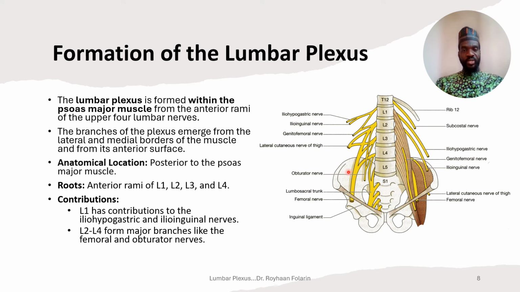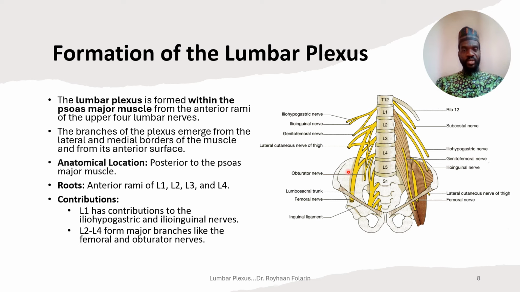So it forms from the anterior rami of the upper four lumbar vertebrae, and the branches of the plexus emerge from the lateral, the medial, and the anterior side of the muscle. Some of those nerves emerge from the medial side, while some emerge from the lateral side of the muscle, while you can see one emerging from the anterior surface of the muscle. So it's all rallying around the psoas major muscle. It's very crucial as a relation to the lumbar plexus.